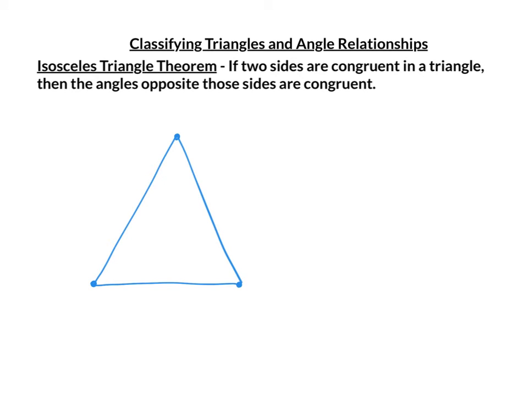The Isosceles Triangle theorem says that if two sides are congruent in a triangle, then the angles opposite those sides are congruent. I mentioned earlier that an isosceles triangle has two equal sides and two equal angles. Those equal angles are always opposite the equal sides.